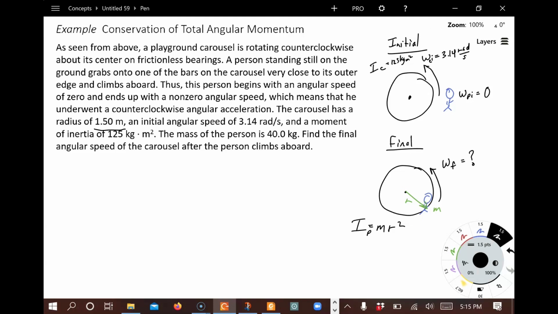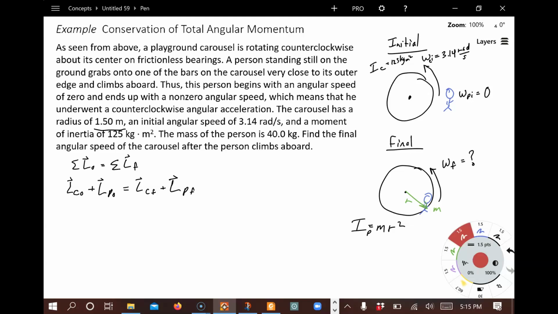Now let's go ahead and use the conservation of angular momentum. So the sum of the angular momentum in the beginning is equal to the sum of the angular momentum in the end. Remember, these have signs because they are vectors, but everything here is actually going counterclockwise. It's all positive. Now we've got L for the carousel in the beginning, and L for the person in the beginning, since we have two objects, and the same thing for these in the end, carousel final, person final.